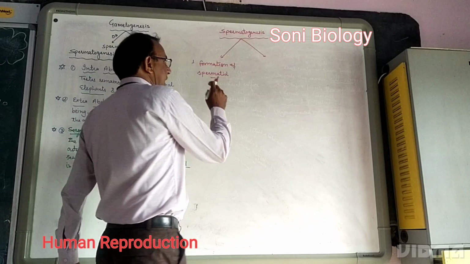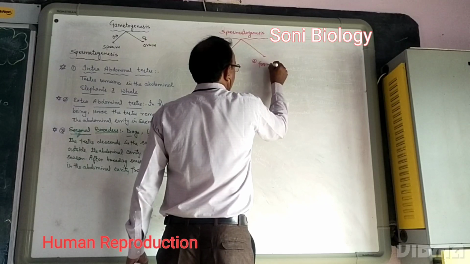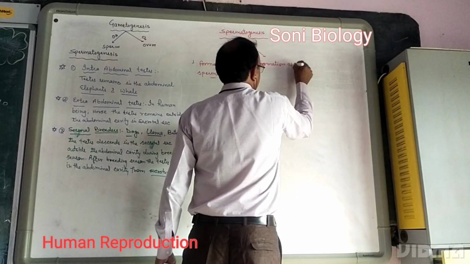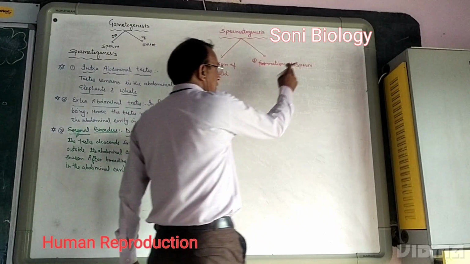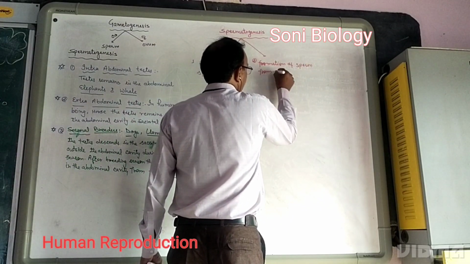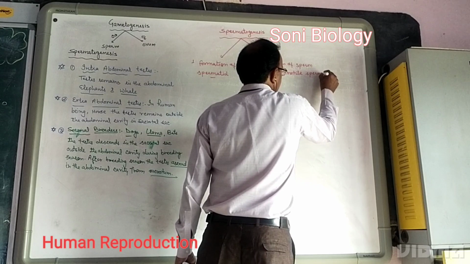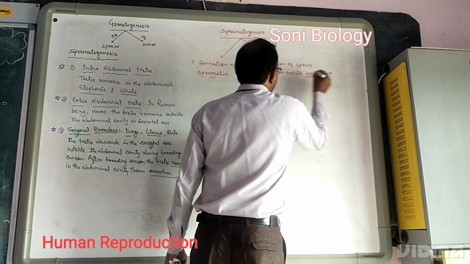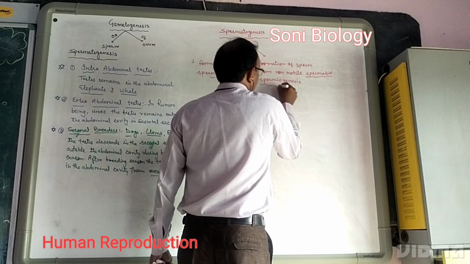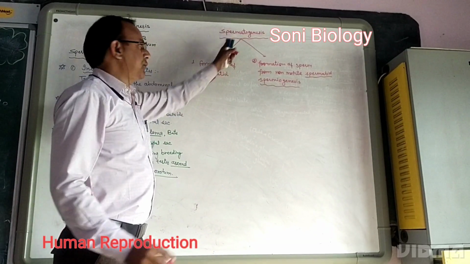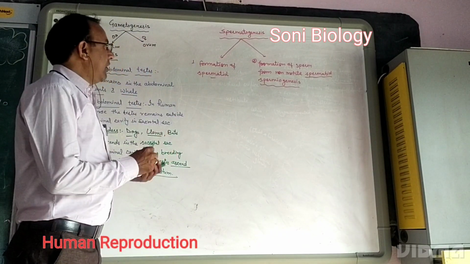The second phase is formation of sperm. Spermatid is non-motile, but sperms are motile. Formation of sperm from the non-motile spermatid is called spermiogenesis. So we can say that two phases occur during spermatogenesis. First is formation of spermatid, and second is spermiogenesis. First we will discuss these two phases.